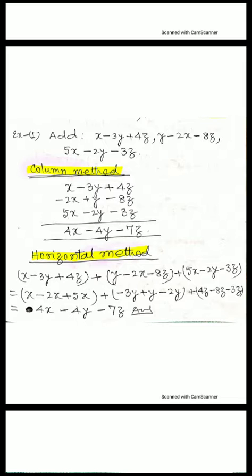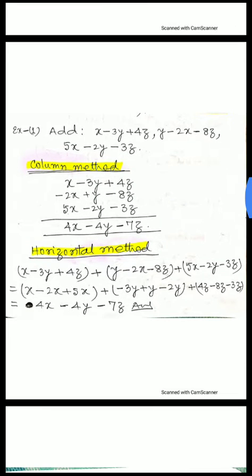By the horizontal method, (x minus 3y plus 4z) bracket closed, plus (y minus 2x minus 8z) bracket closed, plus (5x minus 2y minus 3z) bracket closed. Now write the like terms together: x minus 2x plus 5x, plus minus 3y plus y minus 2y, plus 4z minus 8z minus 3z.